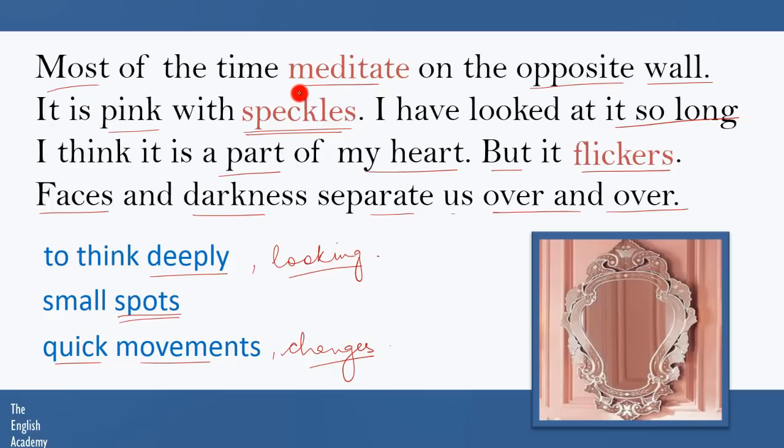So in this stanza the mirror says that for most of the time, maximum time, what the mirror does, it keeps on looking at the wall which is in front of the mirror. The mirror says that it looks at this wall so intently, so carefully that it can even see the tiny pink spots on the wall. Further, the mirror says that the mirror keeps on looking at the wall for such a long time that the mirror feels that this wall is a part of the mirror's heart.